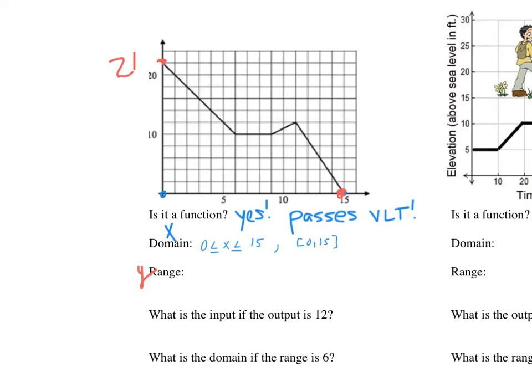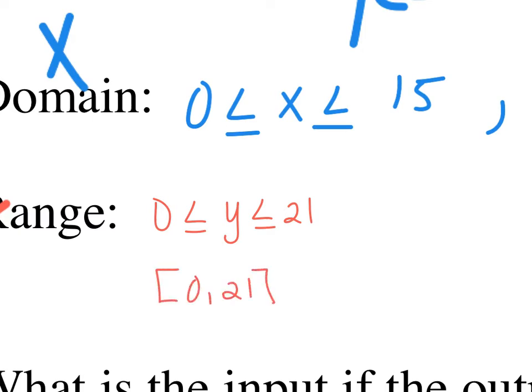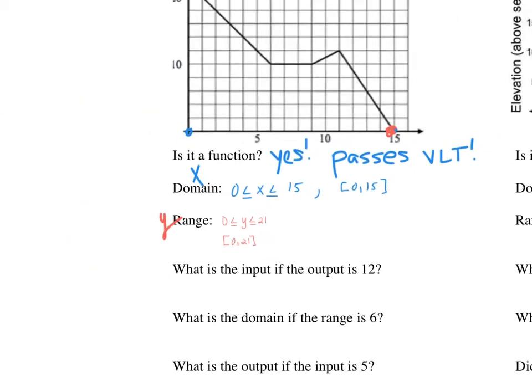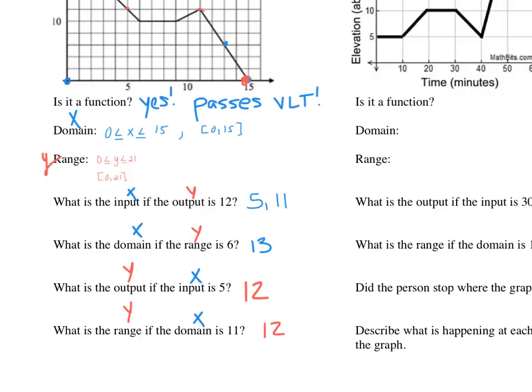So I can say that I go from 0 to 21. So 0 less than or equal to y less than or equal to 21. If you want, you can also write this in interval notation by doing 0 to 21. Now, try to do these next questions by yourself.